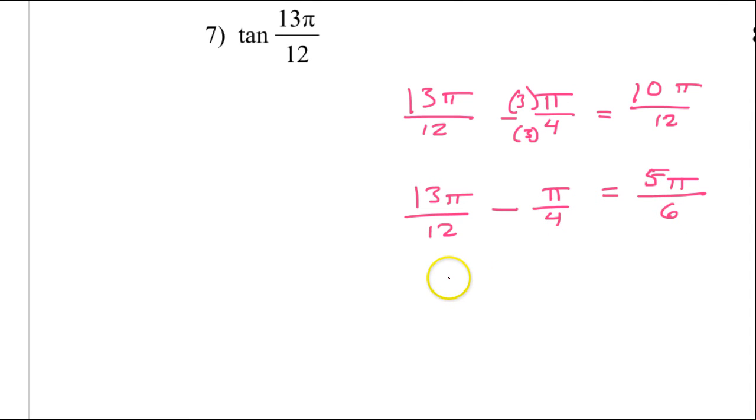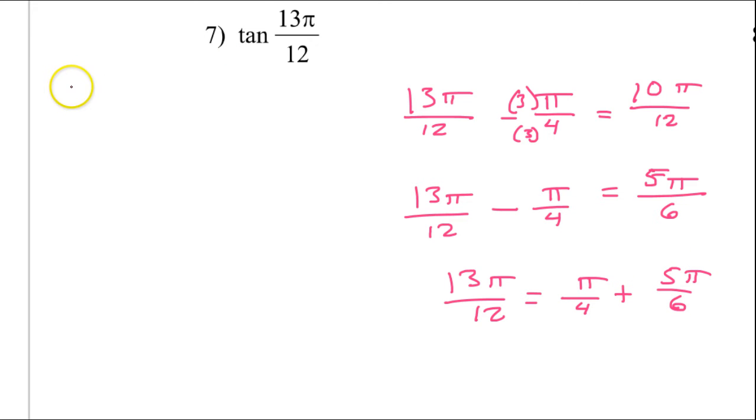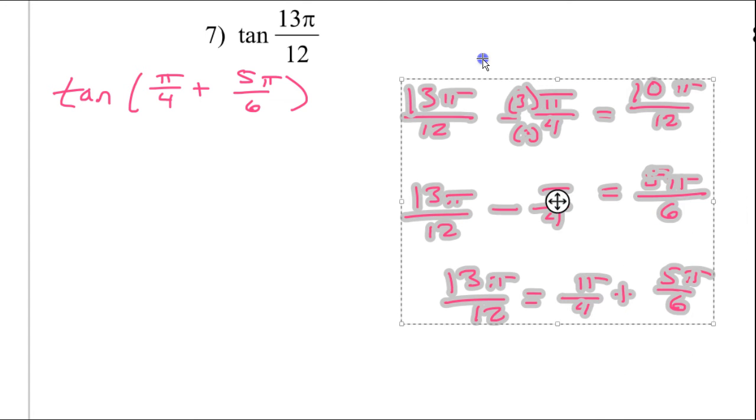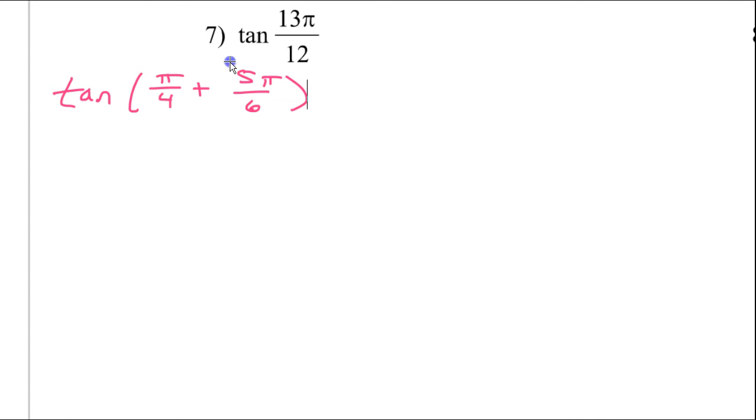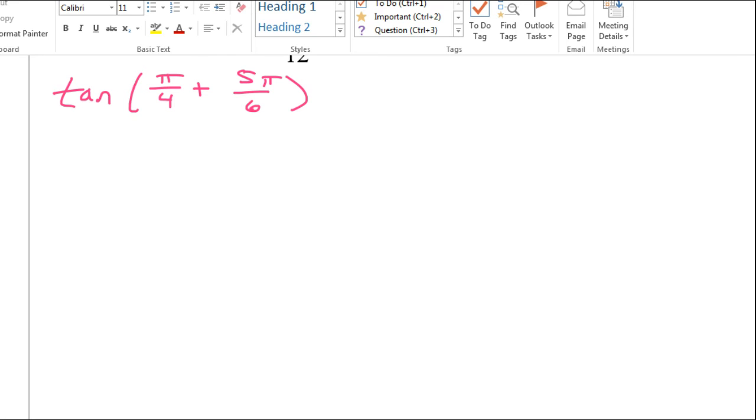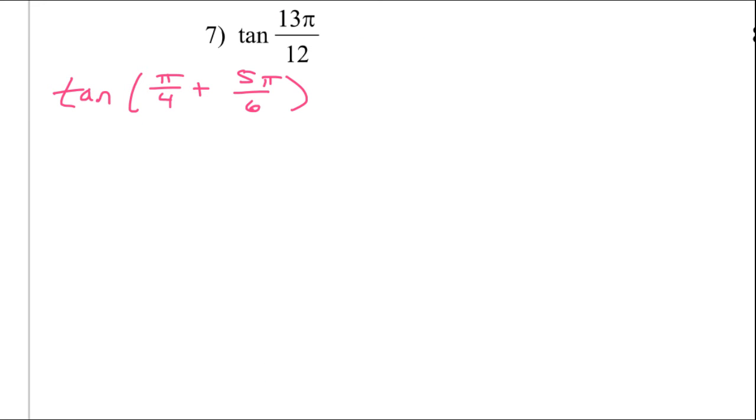Adding pi over 4 to both sides, that gives me 13 pi over 12 is equal to pi over 4 plus 5 pi over 6. So for the rest of the problem, I'm going to look at this as the tangent of pi over 4 plus 5 pi over 6. Okay, let me just erase this part. Alright, now I'm going to use my sum formulas to split this up.